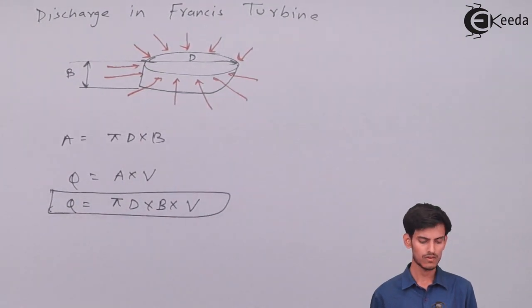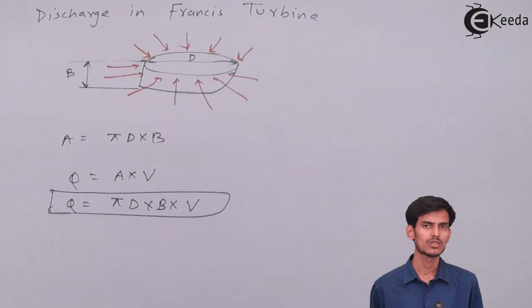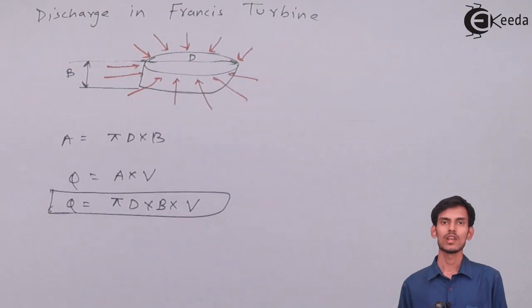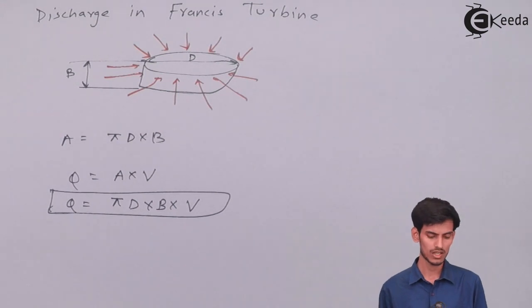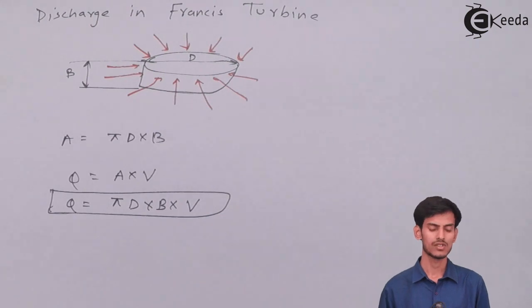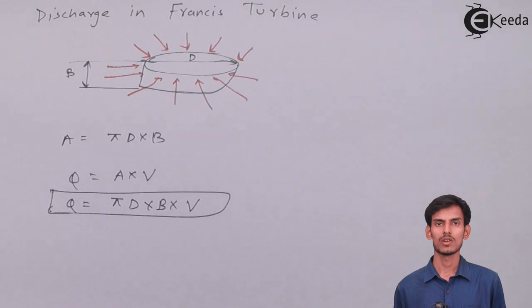So this is the formula for the discharge. You cannot use the cross section area, since the water is not getting in through the cross section, it is getting in through the sides. So you should know the area of the side through which the water gets in, and once I get the area and multiply it with velocity, I get the discharge. So this is how you calculate discharge in Francis turbine, and we have already seen the formulas for hydraulic efficiency, mechanical efficiency, and the overall efficiency. So that was all about this topic. Next we'll see the numericals on this.